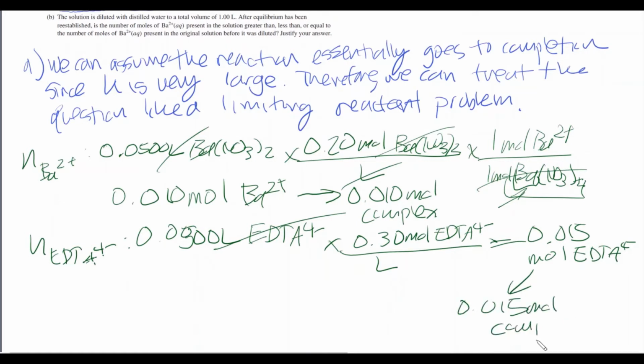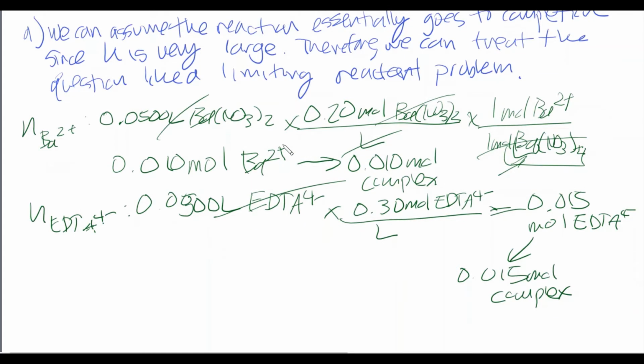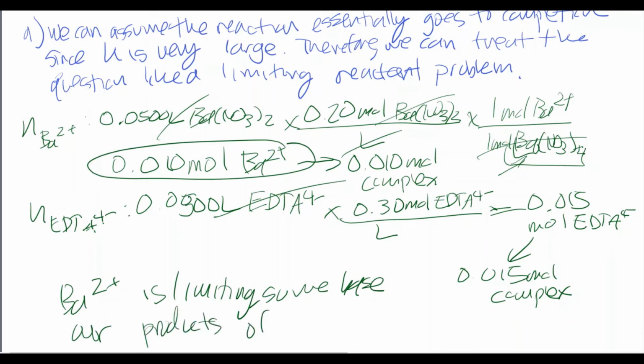Now, which one is the limiting reactant? Well, it's the one that can produce less stuff. It's going to be barium. Ba2+ is limiting. So we base our products off of it.